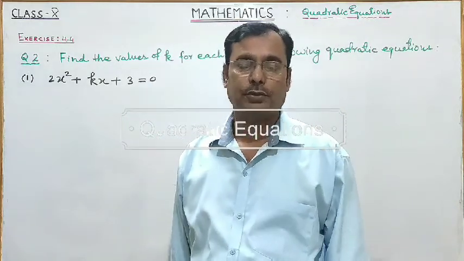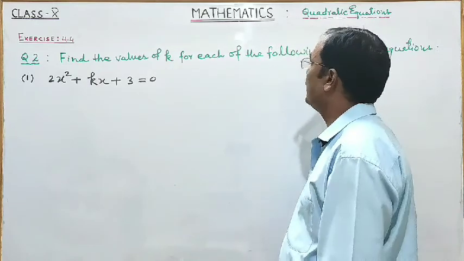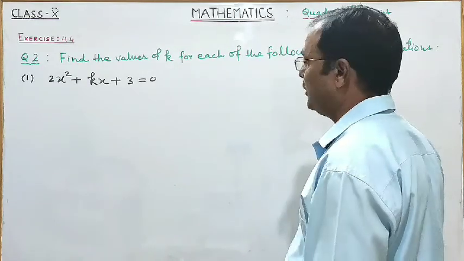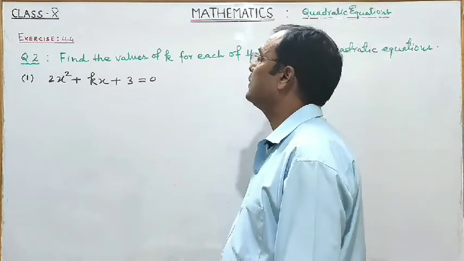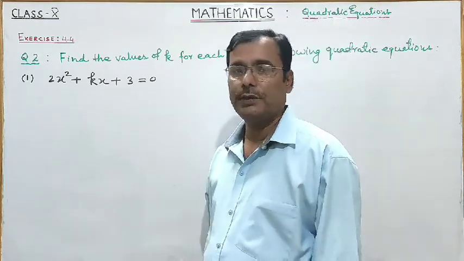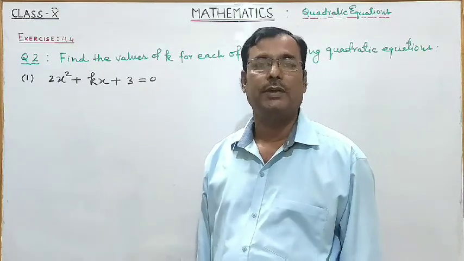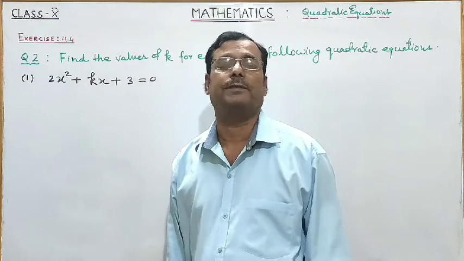Exercise 4.4, question number 2. Find the values of k for each of the following quadratic equations. First part is 2x square plus kx plus 3 equal to 0. Before we do this question, let's have the different natures of roots of a quadratic equation.